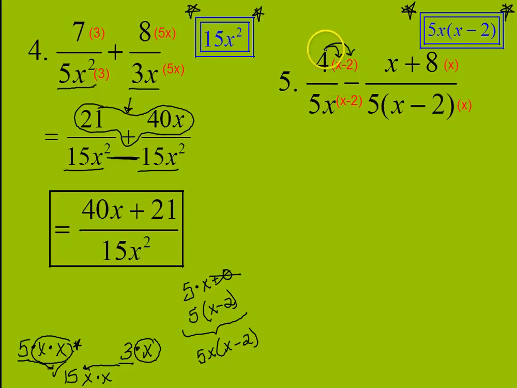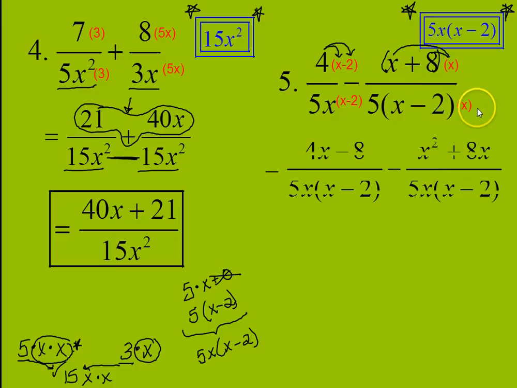So what is this going to become? This is going to become 4x minus 8. Now, same thing on this side. I need to take this x plus 8, and again, if it helps you to put parentheses around it, do so. I need to multiply x times x and 8 times x. So that's going to give me x squared plus 8x.